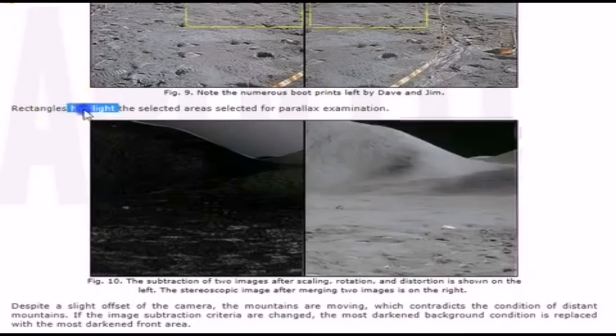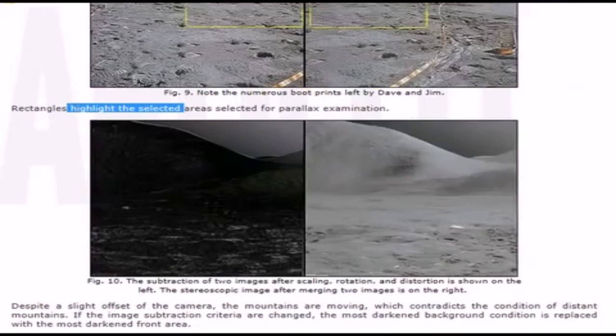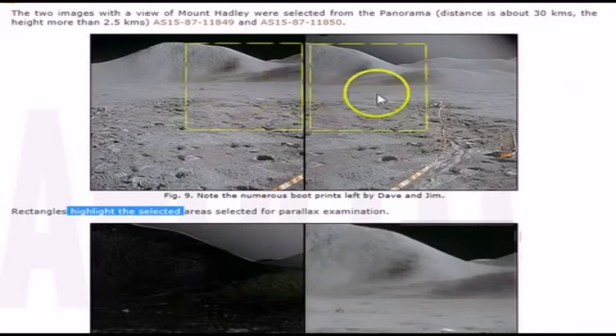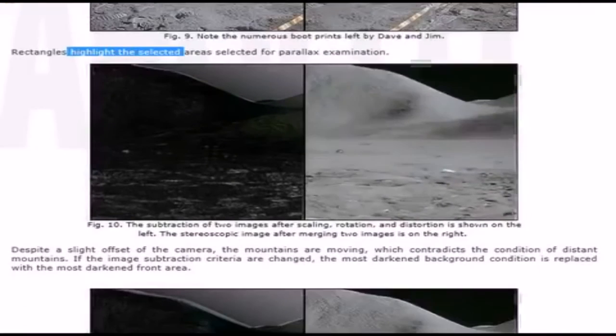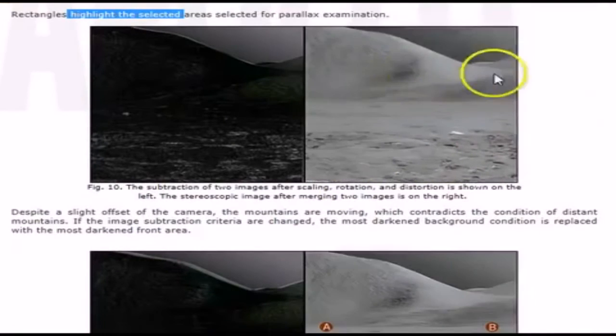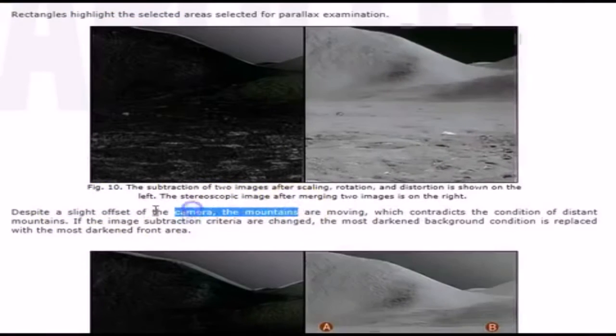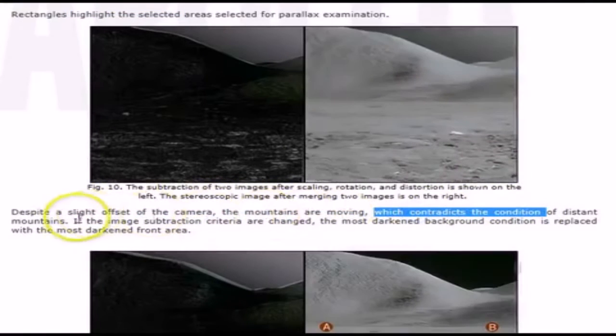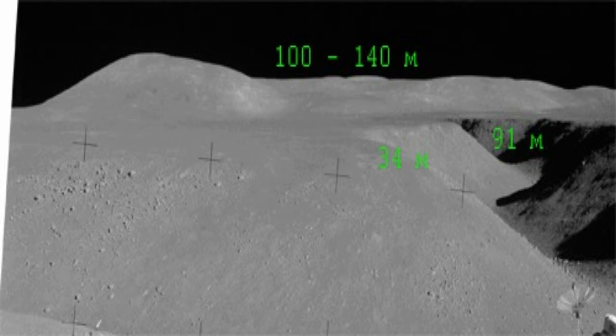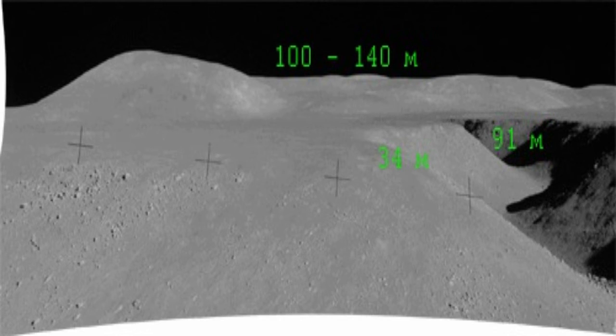But we can see here rectangles highlight the areas selected for parallax examination. Okay, and you see here the movement. Despite a slight offset of the camera, the mountains are moving, which contradicts the condition of distant mountains. And we see here the subtraction of the front parts of the 2 images on the left.